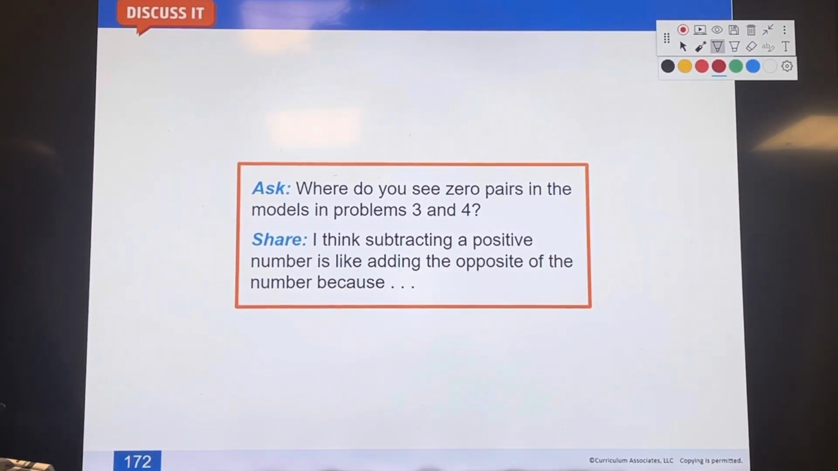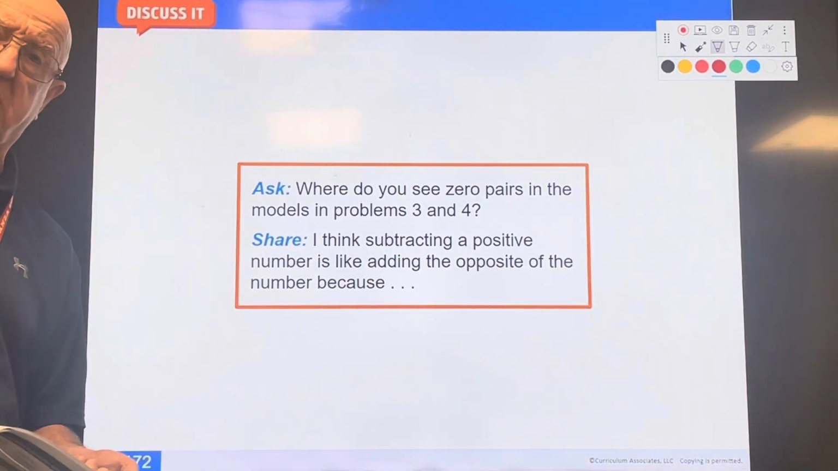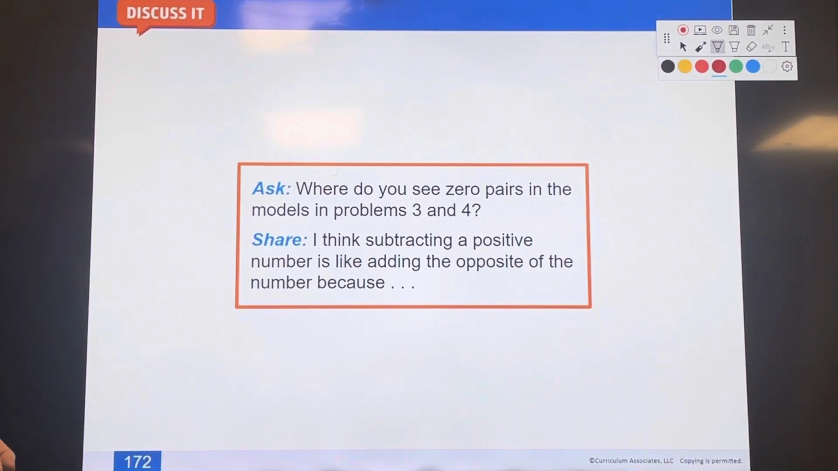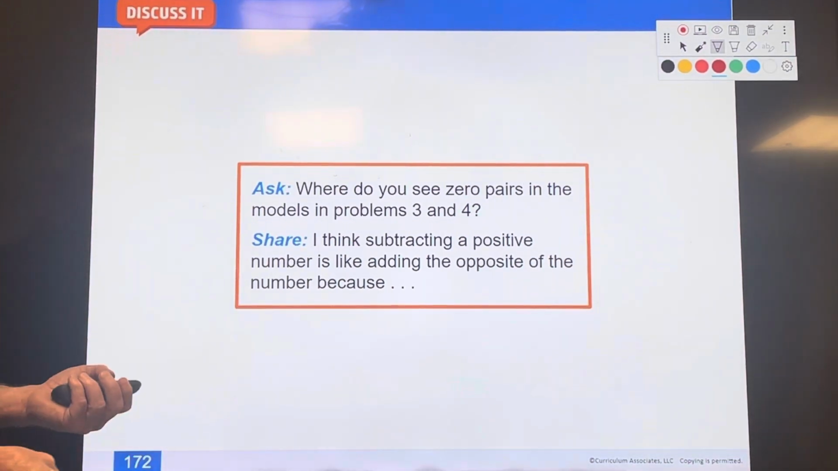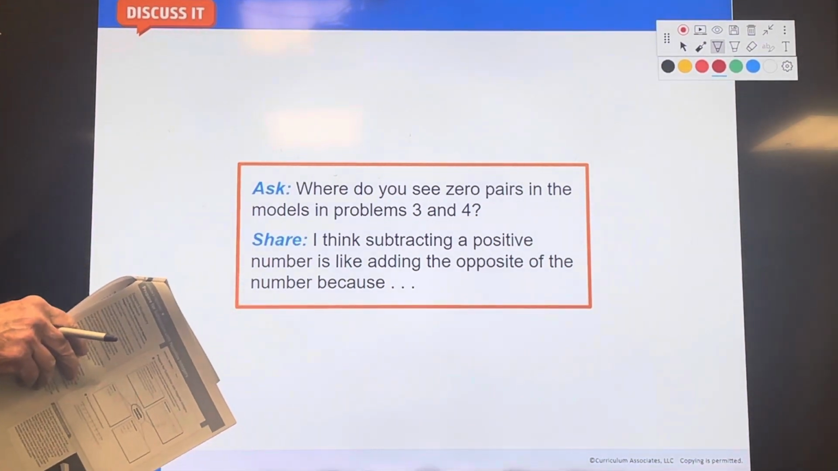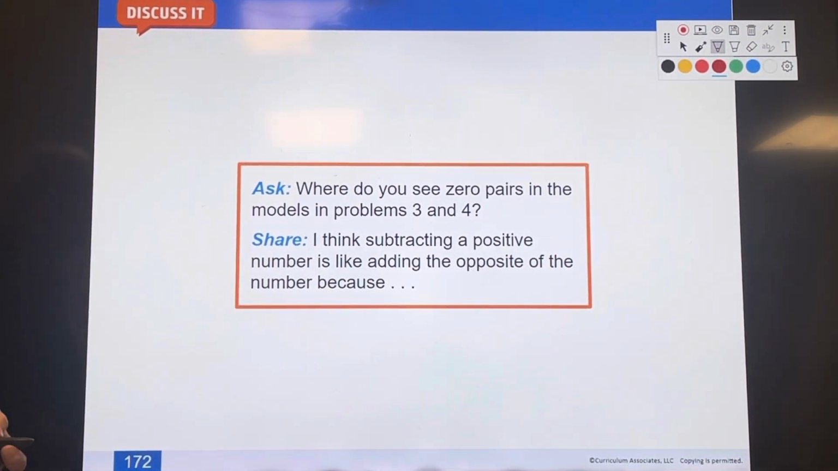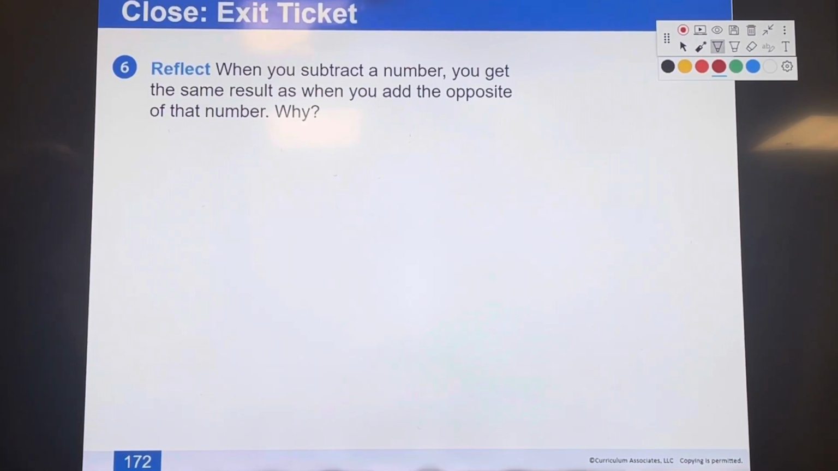And then when you share your thinking, it says, I think subtracting the positive numbers is like adding the opposite of the number, and that's because if we subtract the positive, like adding the opposite, if I take the opposite of a negative number, that becomes a positive number. All right, when you subtract a negative number, you get the same result when you add a positive of that number. Why is that?